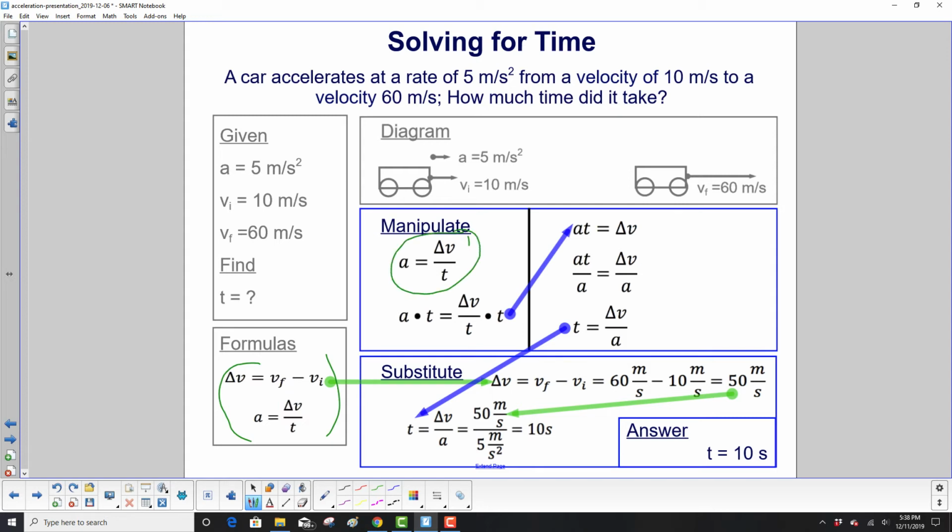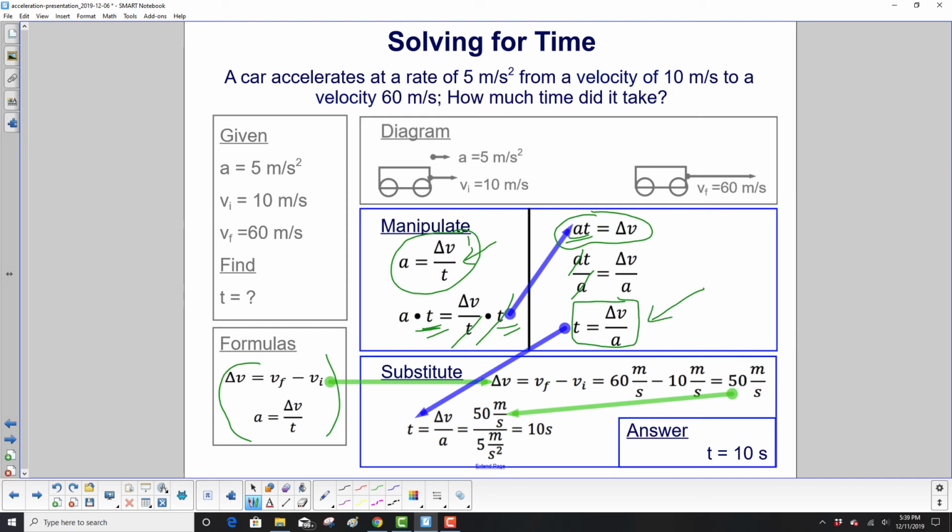Let's start with A is delta V over t. First thing was we undo the division here that put t in the denominator by multiplying both sides by t. So this t cancels out, this t stays, and we have AT is delta V. Still not out of the woods. A is now paired up with t, so we have to divide both sides by A to undo the multiplication of AT. A's cancel out, and we have delta V over A on this side here.